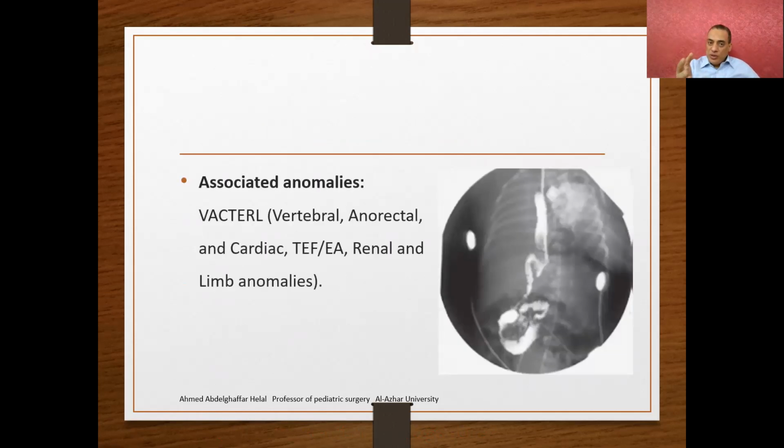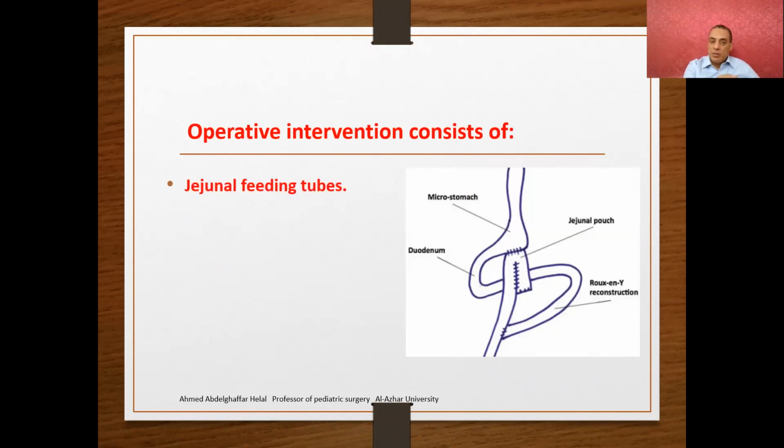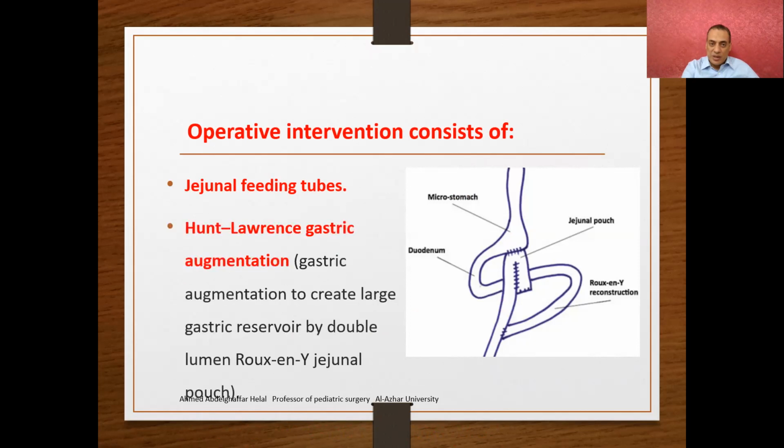Associated anomalies with microgastria, usually VACTERL association. All of us know the VACTERL association, and the treatment will be jejunal feeding tubes as a temporary measure to gain weight or to save the life of the baby. However, the only described operation is a gastric augmentation, Hunt-Lawrence gastric augmentation.